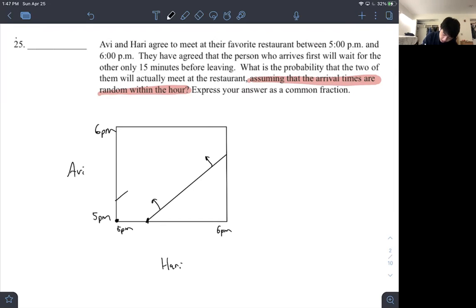And on the other side, the same thing is true. Because what if Hari arrives first and then Avi never arrives? For example, if Hari arrives at 5 p.m., then Avi has to arrive by 5:15. And in general, Avi has to arrive within 15 minutes of Hari arriving. Not very to scale.